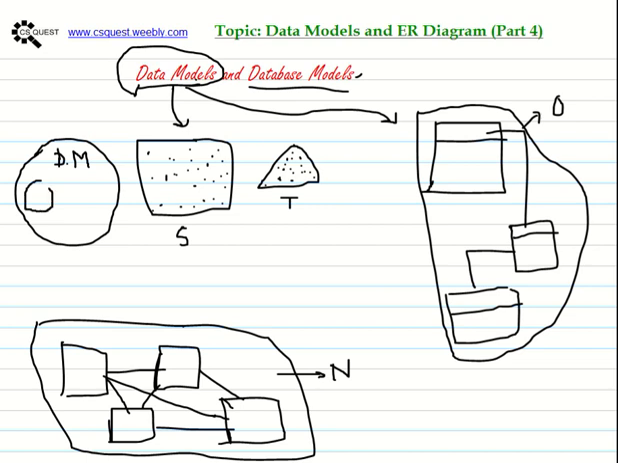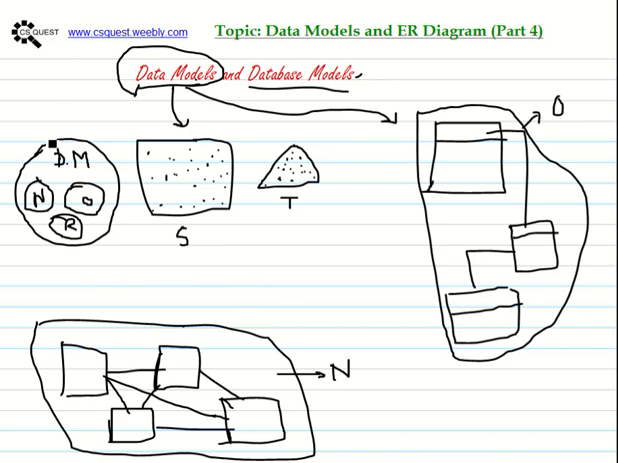So if you take the data and arrange it in a specific way, then we will get, suppose, the network model. And if you take the data and arrange it in an object oriented way, we will get the object oriented model. And if you take the data and arrange it in relational database tables, then we will get a relational database model.